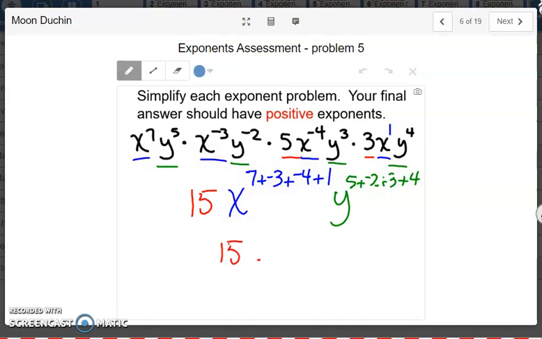So the number stays 15. The exponent on the x, when you add that together, you get 1. And the exponent on the y, when you add that together, you will get 10. So 5 plus -2 is 3, plus 3 is 6, 6 plus 4 is 10. All the exponents are positive, so this is the final answer.